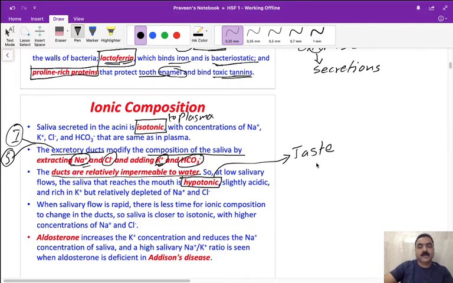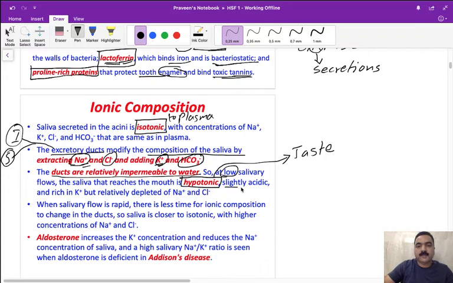It is important for the food molecules, the particles in your food like the glucose or the sodium or the chloride, the salt, etc., to be dissolved into the saliva, so that they can be easily sensed by the taste buds. But what happens if it is not hypotonic? If the saliva itself is hypertonic, it becomes difficult for the food particles to get dissolved and then stimulate the taste buds. So when you give sufficient time and a low flow, it becomes hypotonic.